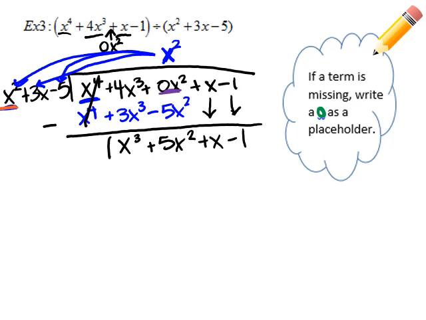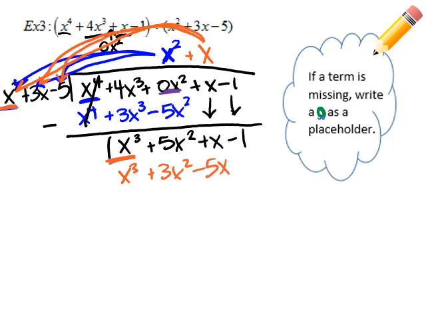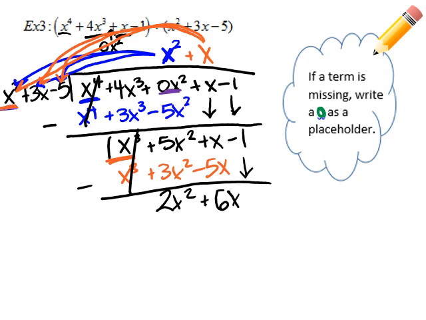All right, what can I multiply x squared by to get x cubed? In this case, I'm just missing a positive x. X times x squared is x cubed. X times 3x is 3x squared. X times a negative 5 is negative 5x. We've multiplied everything. Let's subtract. 5 minus 3 is 2x squared. 1 minus negative 5 becomes a positive 6x. And I have a negative 1 remaining, so I will just carry that down.